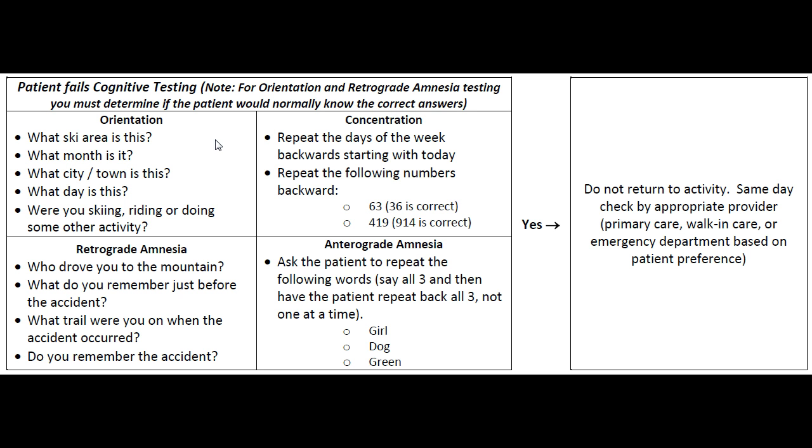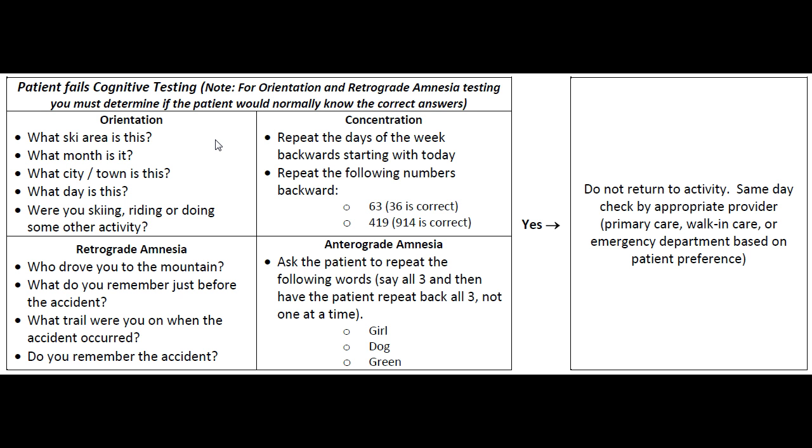You're a big ski area, you got someone who's never been there before, and they fall and they hit their head, and you ask them, well, what trail were you on? They may have no idea at all because they've never been on it before. And that doesn't mean that they have retrograde amnesia, it just means they didn't know what trail they were on. So you need to be able to sort that out to a certain degree.